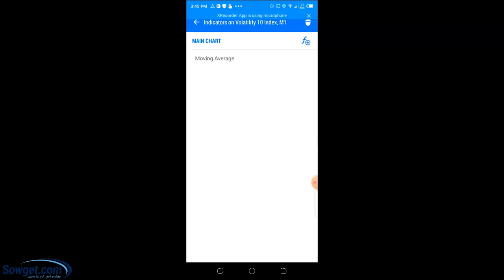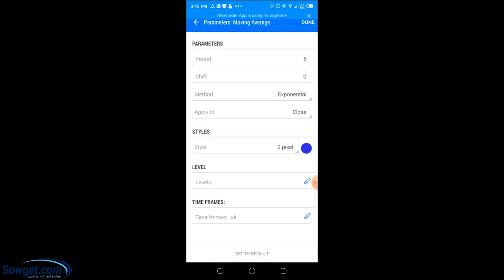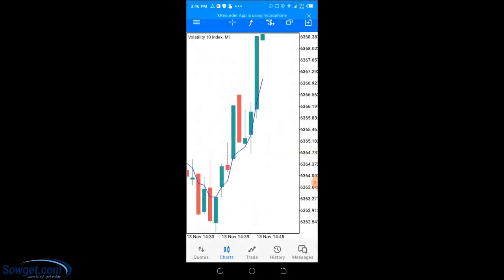Okay, then you're also going to install another moving average. So you just install two moving averages. All right, let me go back to the chart. You can see this is the first indicator that we have installed. This is the moving average 5.